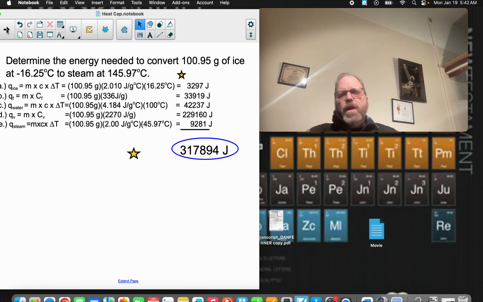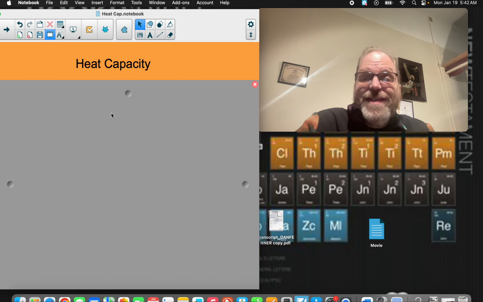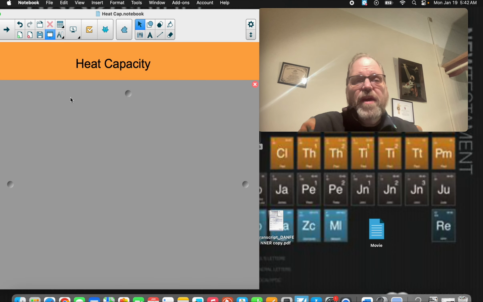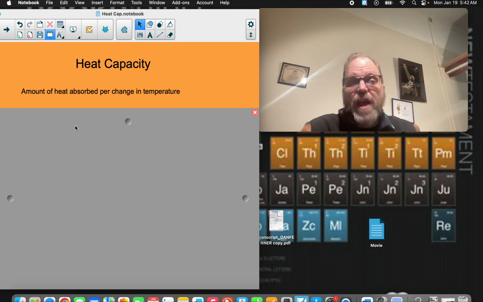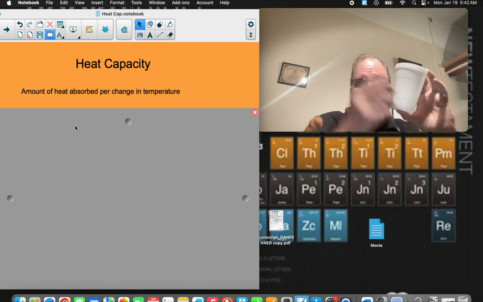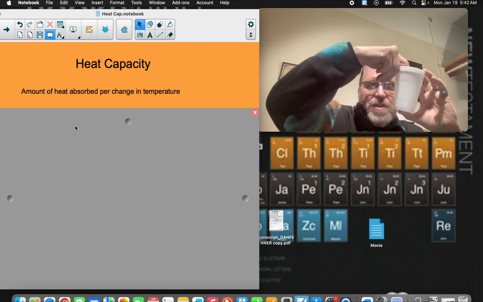Now, we do have one other concept we're looking at here, and that's heat capacity. This is the amount of heat that's absorbed per change in temperature. So inside the calorimeter that we use, when you run the reaction, some of the energy is going to go into the calorimeter.